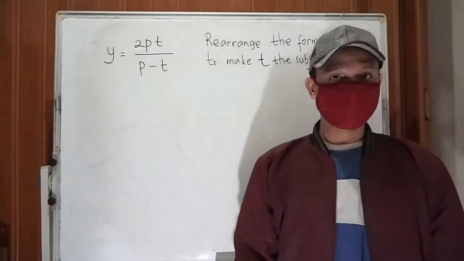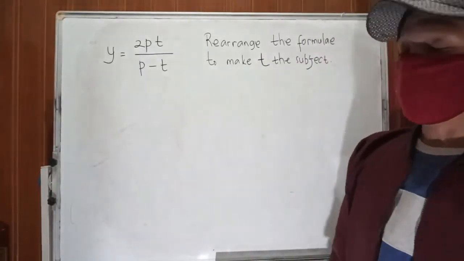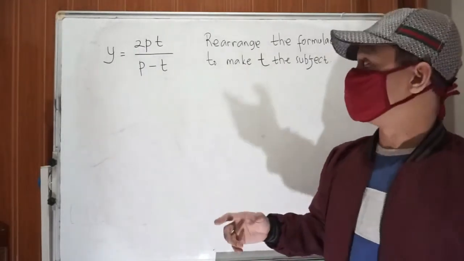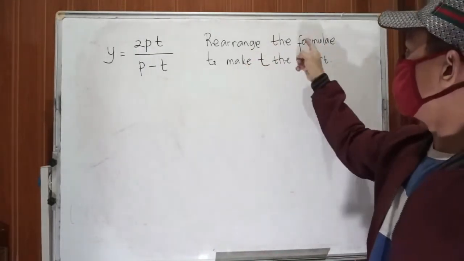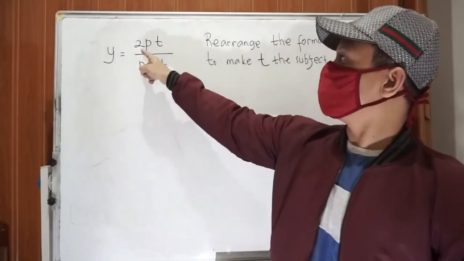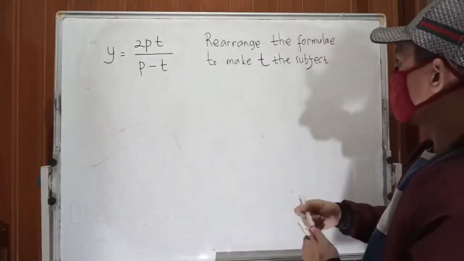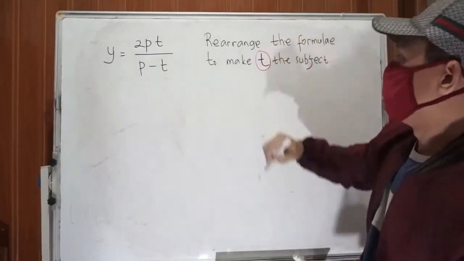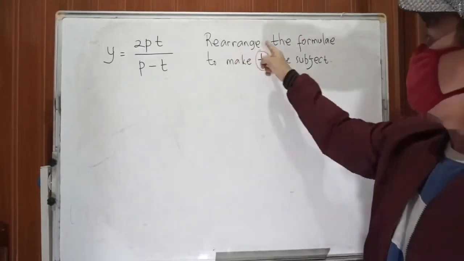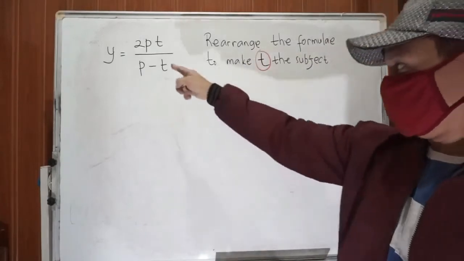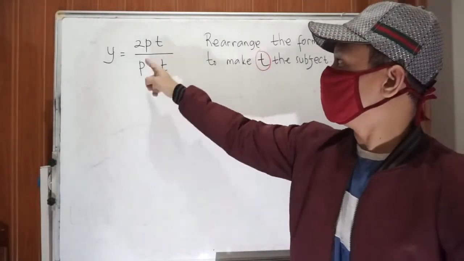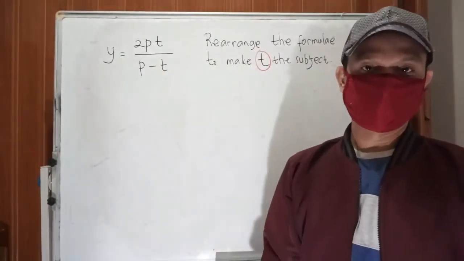Okay, students, welcome again to my channel. I have the second question. Rearrange the formula y equal 2pt over p minus t to make t the subject. Rearrange the formula to make t the subject. Y equal 2pt over p minus t.